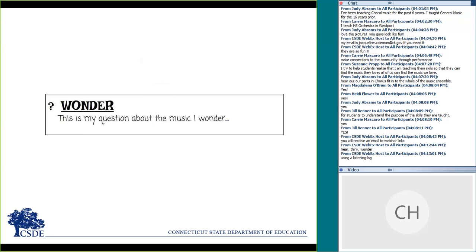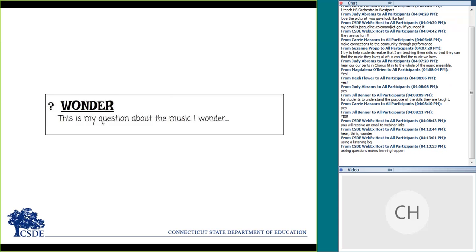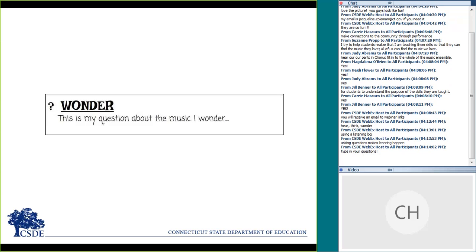Now, again, the beauty of Hear, Think, Wonder is that you can easily use this thinking routine with any grade level. I've used it before as an adult, and I really have to say it engendered rich discussion and brought so many fascinating things to light. And so it's a great starting point for our respond standard.